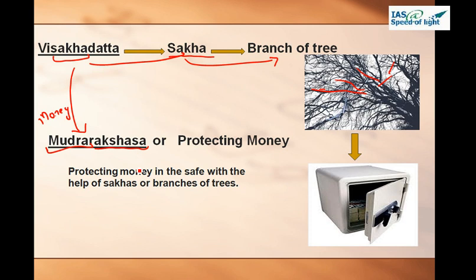Normally people protect money by keeping it in safes and almirahs, but some people will protect the money by hiding it behind the shakhas or the branches of a tree. Now see that image where you are watching someone hiding the money behind the shakhas or the branches of a tree. So Vishakha Datta, Shakha, branch of tree. Mudra Rakshaka. Mudra, money. Rakshaka means protector. So protecting money with the help of branches of a tree, or Shakha, Vishakha Datta.